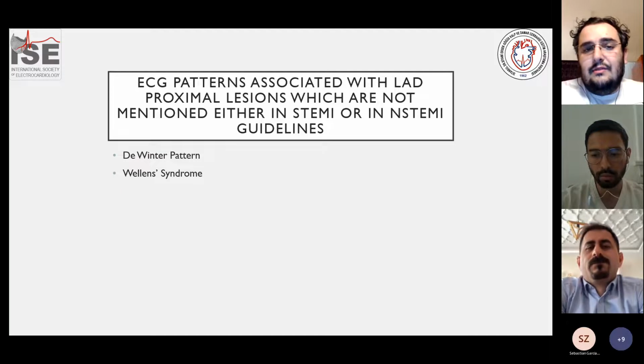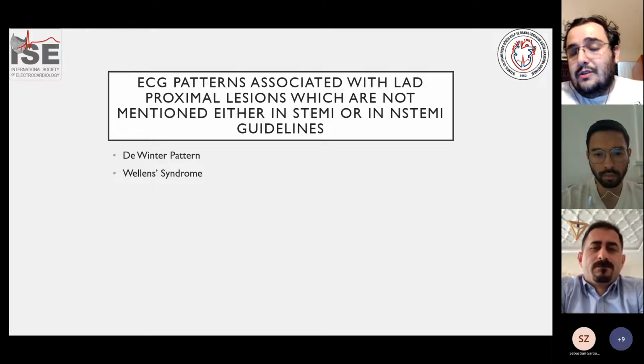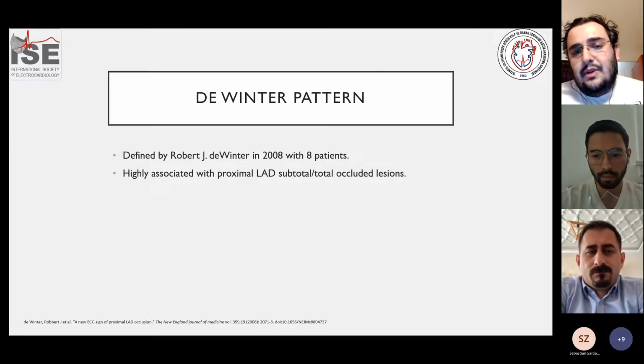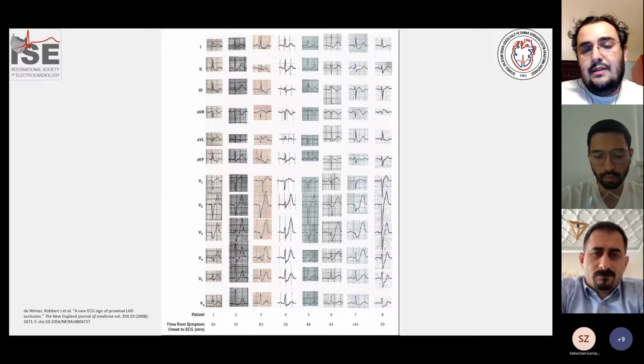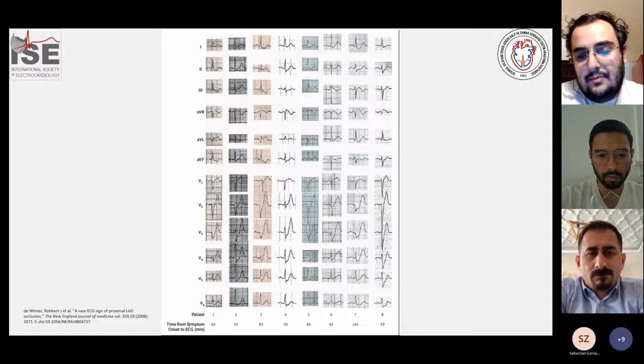ECG patterns associated with proximal LAD lesions, which are not mentioned in either the European Society of Cardiology ST segment elevated or non-ST segment elevated myocardial infarction guidelines, are De Winter pattern and Wellens syndrome. De Winter's pattern was defined by Dr. De Winter in 2008 with his first 8 patients and is highly associated with proximal LAD occlusion lesions. This is the original ECGs of the first 8 patients.